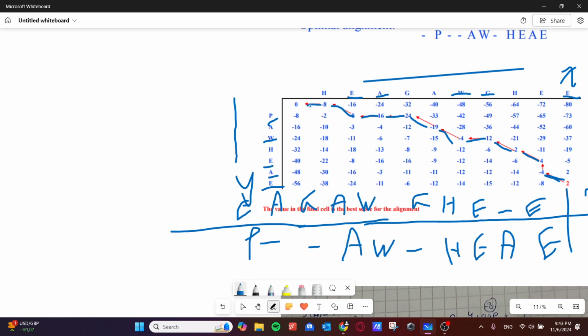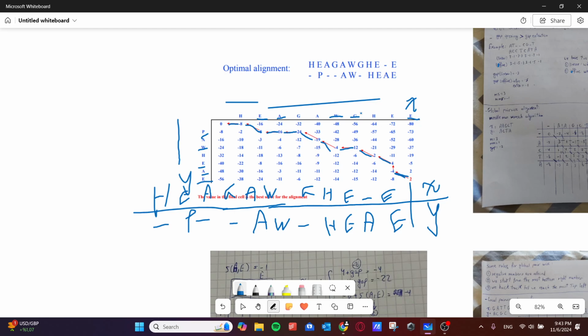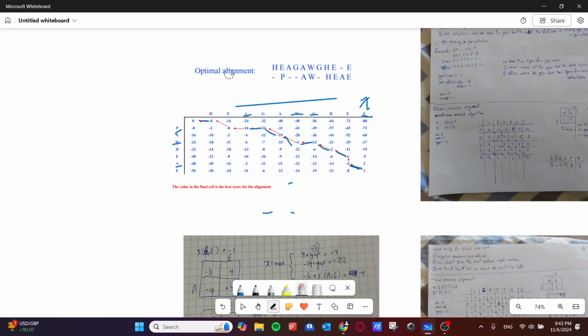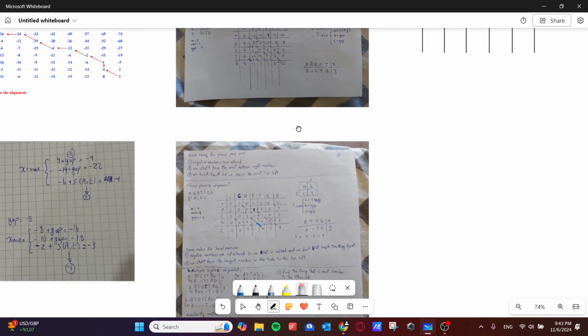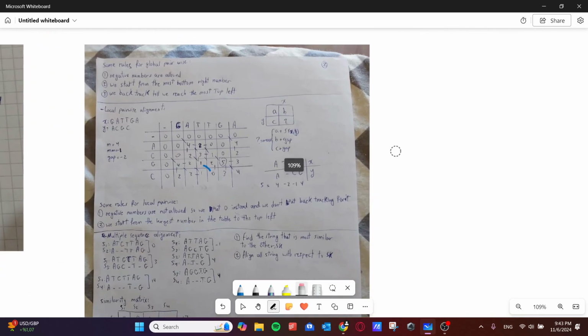Then horizontal. Horizontal, it's parallel to the X. Then we take H and keep Y a gap. Let's see, AG gap, AAWWGH, HEE. Yes, it's right. And that's it for global pairwise alignment. Okay, so let's go for the next page.